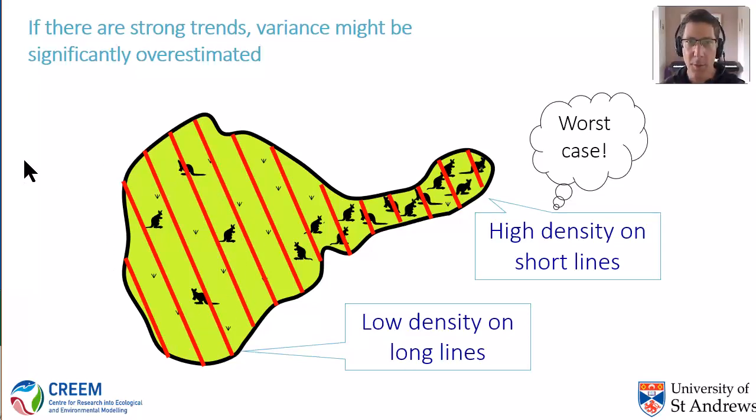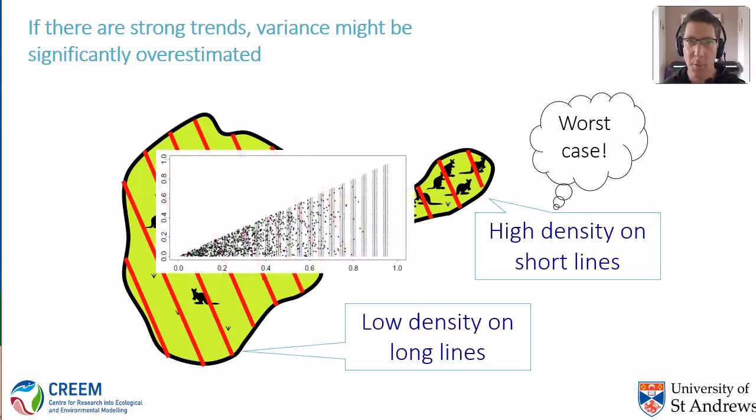And this was addressed in the paper that I referred to on the first slide, with a simulation that looked something like this. So you have a triangular study area and loads of animals on the short lines and few animals on the long lines, and you can see a systematic design. And in cases like that, the random variance estimator that I just showed you quite greatly overestimates the true variance.